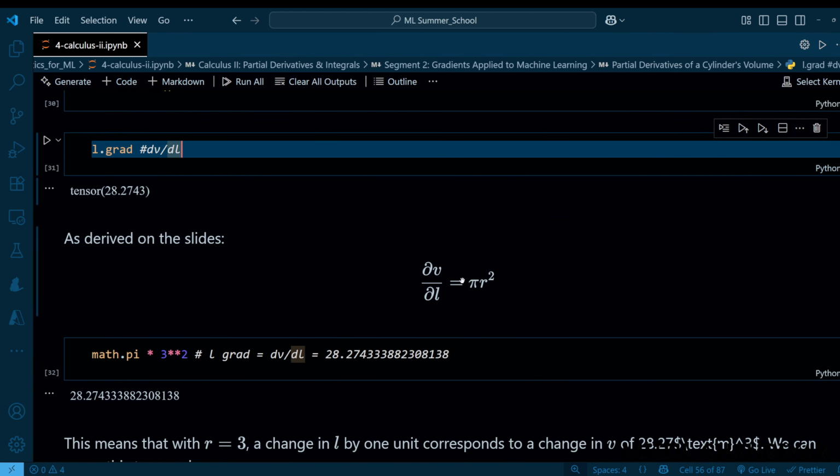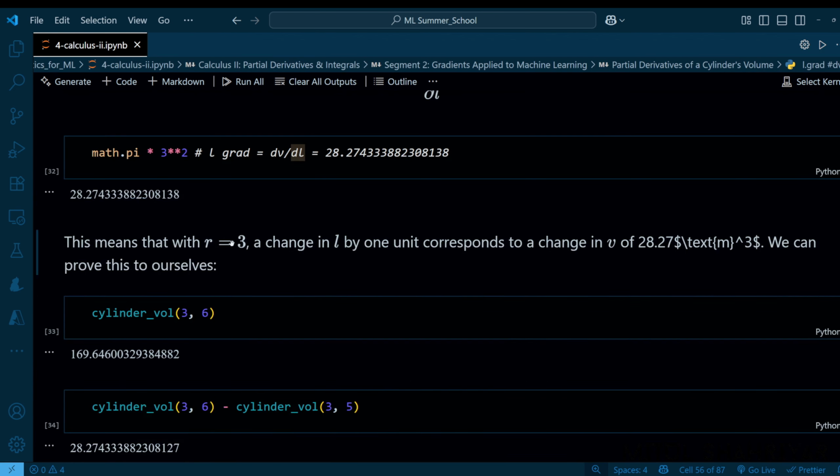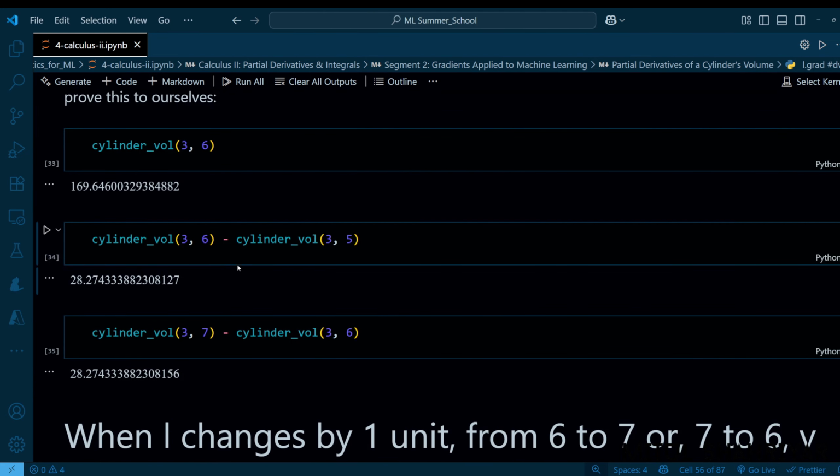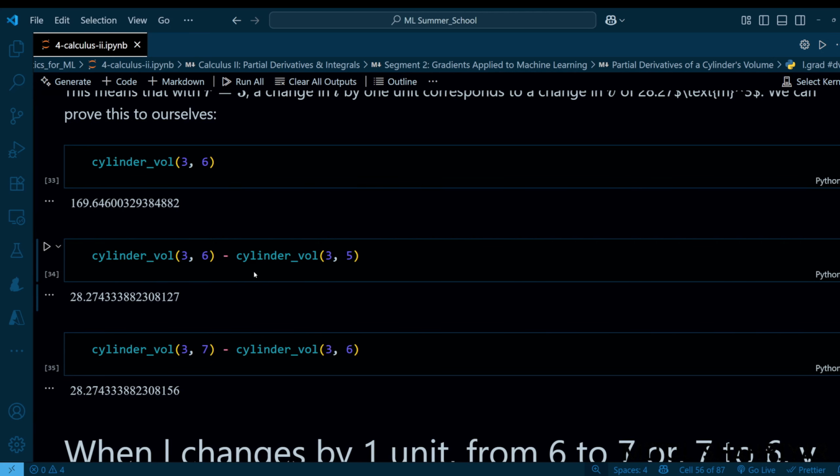Again, if you just look into dv by dl, you know pi r square, so we can verify that it is the same thing. So we have pi, and thus we can verify they are the same. That means dv by dl is exactly pi r square. Again, we can follow the same process and check the other stuff. This basically shows some changes.